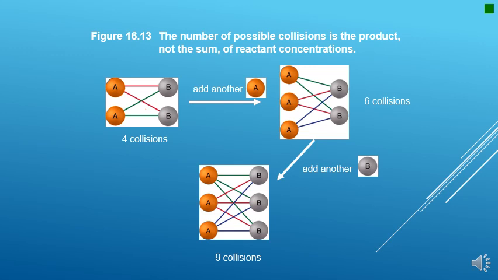the sum. If you look at this first set over here, I have 1, 2, 3, 4 total molecules, 2 A's and 2 B's. So as a result, we're able to have 4 different collisions. If we were to add in another molecule of A, now I could have each of the 3 A molecules colliding with the B molecules for a total of 6 collisions. If I were to add another B molecule to the reaction mix, now I could have a total possibility of 9 collisions, 3 A's colliding with each of the 3 B's.